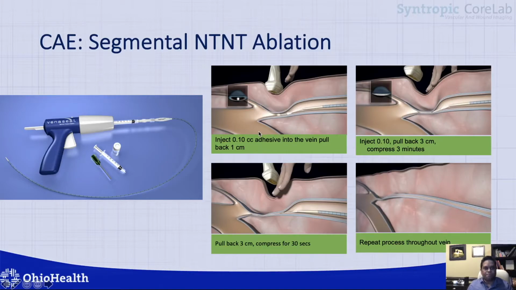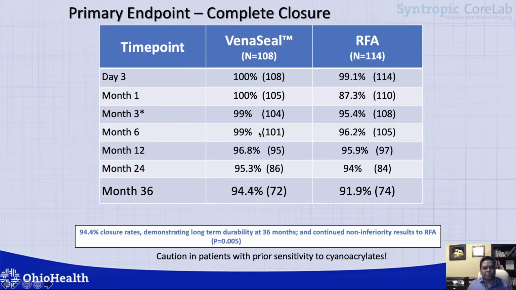As simple as that. The primary endpoint of complete closure was seen in 100% of the patients in the randomized control trial at 3 days, 1 month, and then the non-inferiority trial demonstrated that the VenaSeal was not inferior to radiofrequency up to 36 months and now up to 5 years.